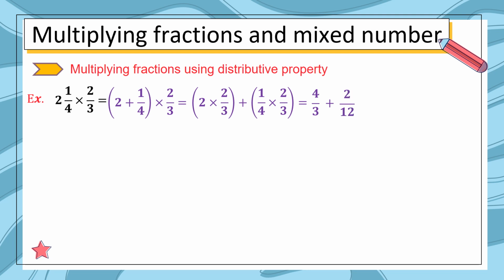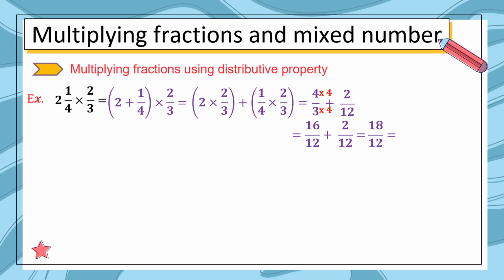Then we add the two fractions, but here we have unlike denominators, so I need to make the two fractions like denominators. We have here 3 and we have 12. 12 is a multiple of 3, so I can multiply the first fraction up and down by 4 to be 12. So it will be 16/12 plus 2/12.